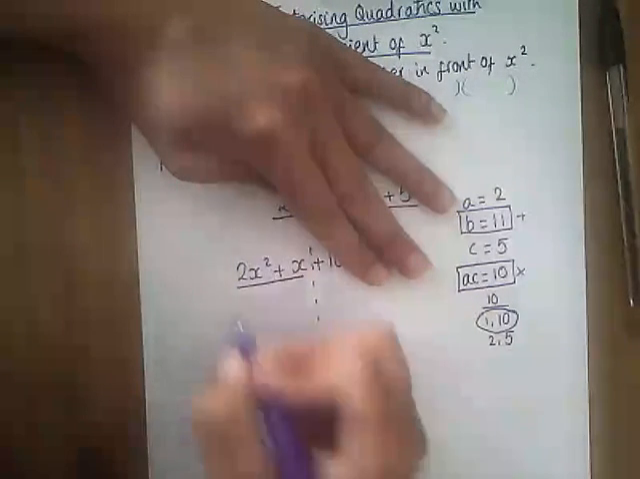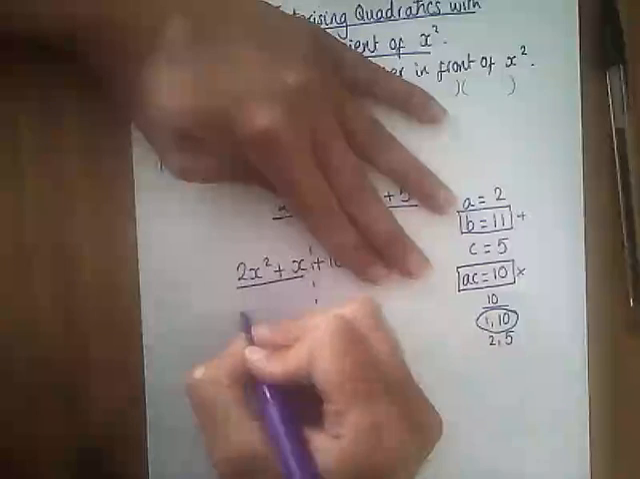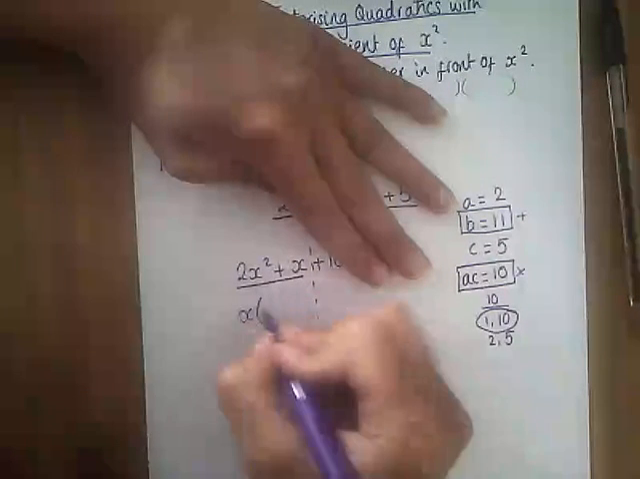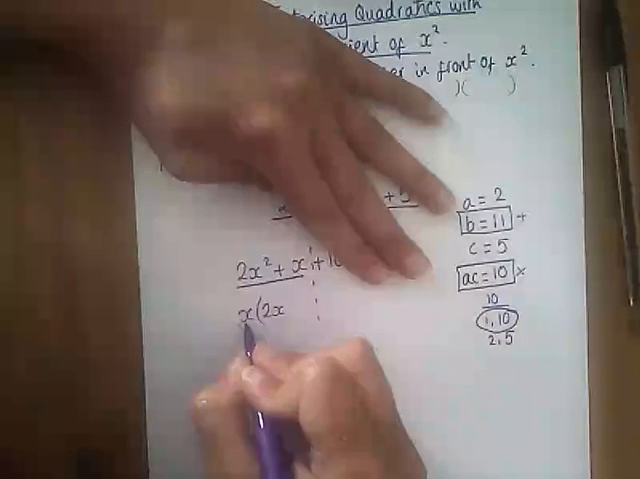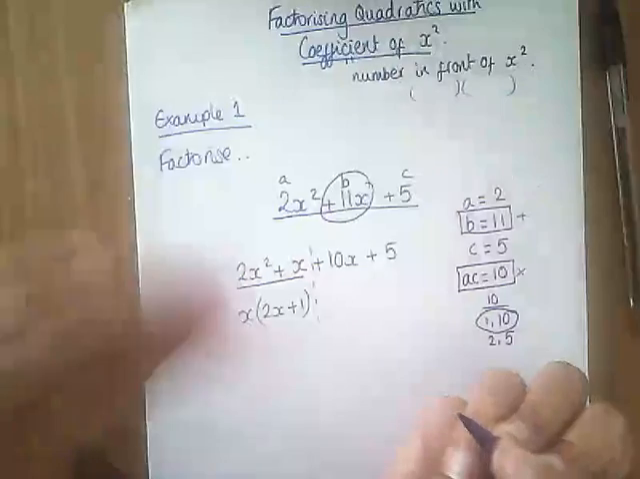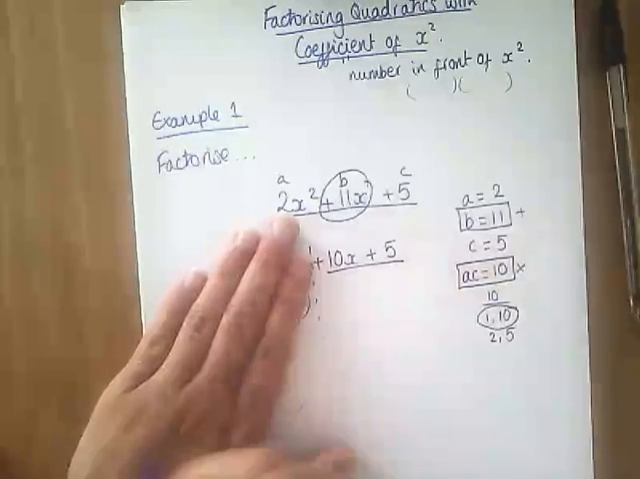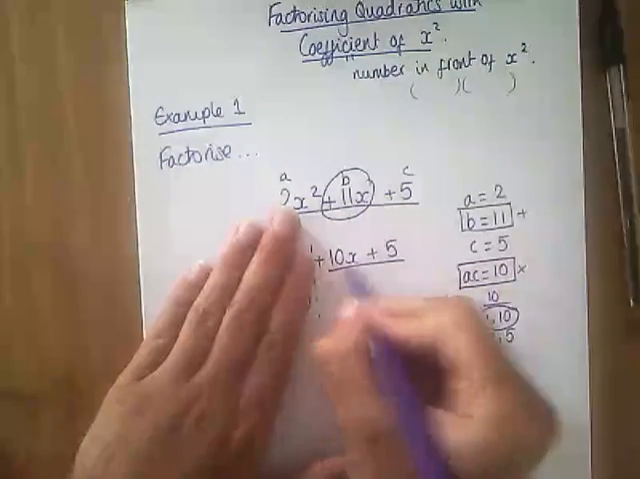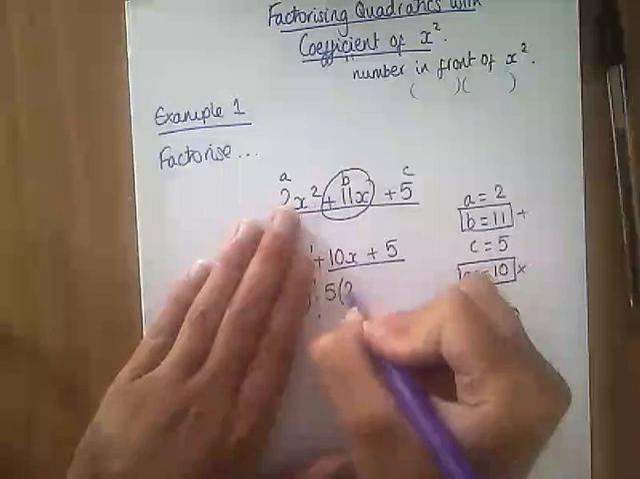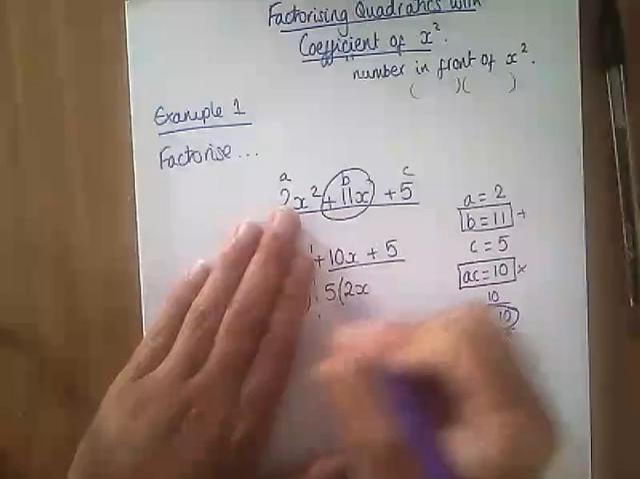What's common to 2x squared and x is x. Open up the bracket. What do I have to times x by to get 2x squared? 2x. What do I have to times x by to get x? 1. Then we can ignore this side and factorise this into a single bracket. What's common to 10x and 5 is 5. What do I have to times 5 by to get 10x? 2x. What do I have to times 5 by to get 5? Plus 1.